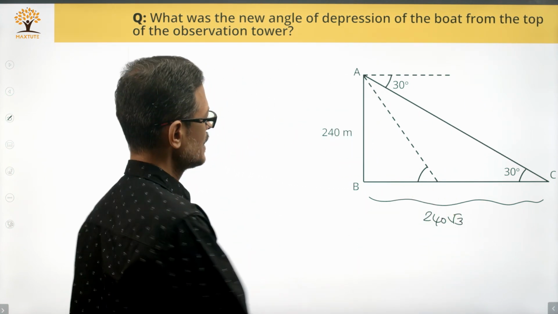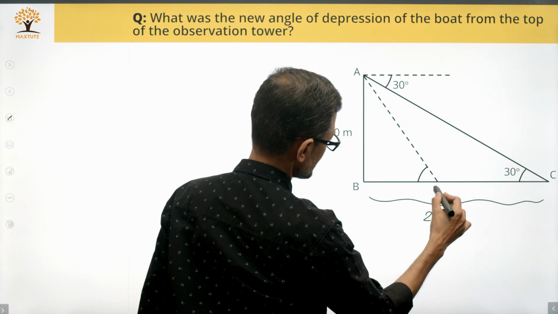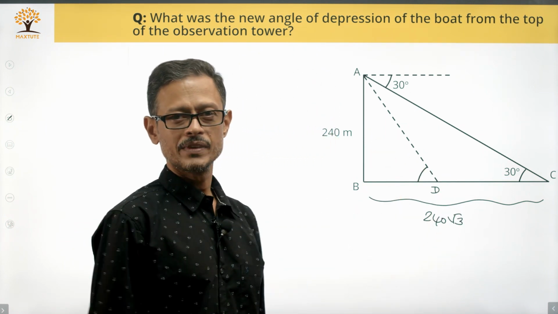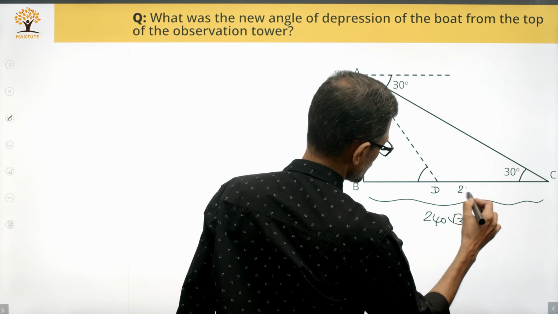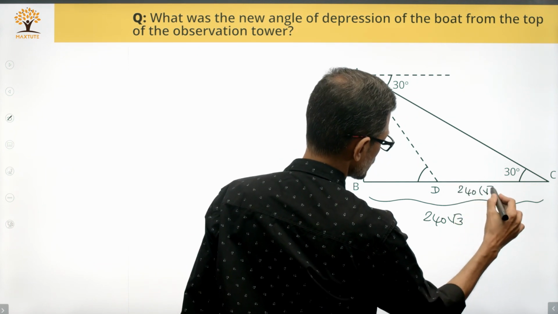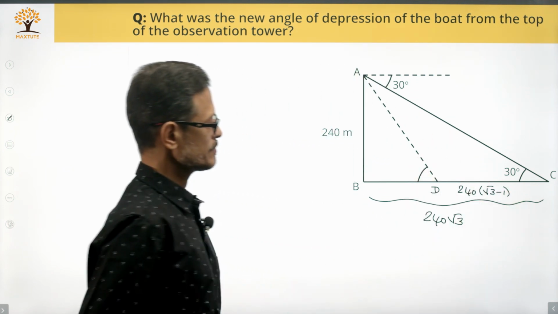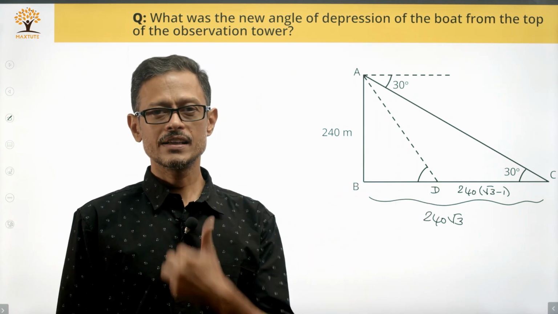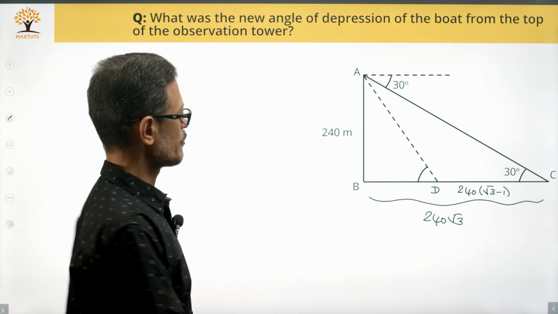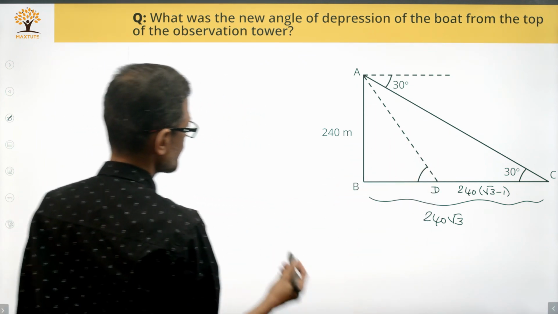Part 1. Let's say when he is observing it after 10 minutes, the boat is at point D. How much closer has it moved? The distance it has traveled in this duration is 240 times (root 3 minus 1). So now at this point, can we find out how far the boat is from the base of the tower? Yes, we can find out. When he is looking at it the second time, right?